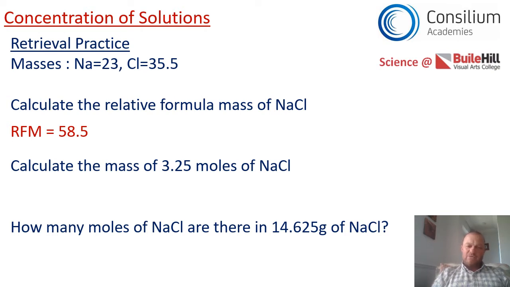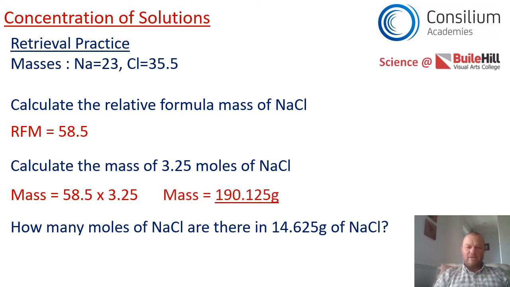So the second question, where it says calculate the mass of 3.25 moles of NaCl, well, you know what 1 mole is, it's 58.5. So 3.25 moles will be 58.5 times 3.25, and therefore the answer will be 190.125 grams.